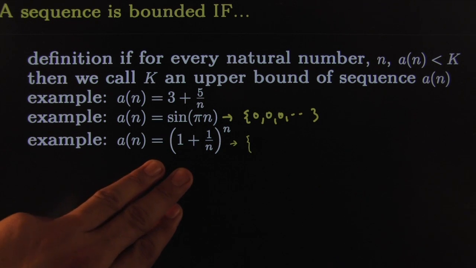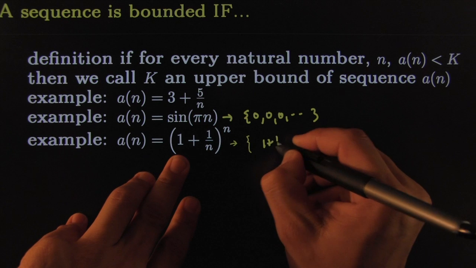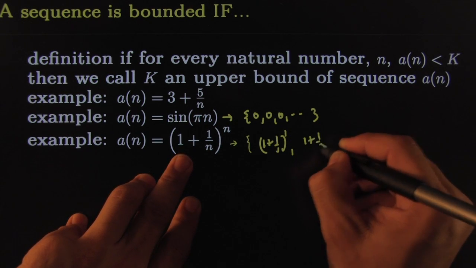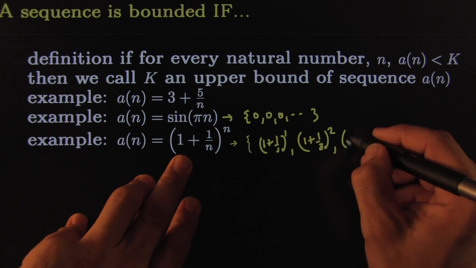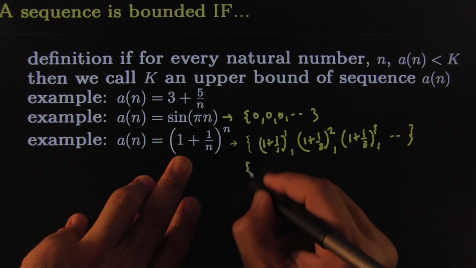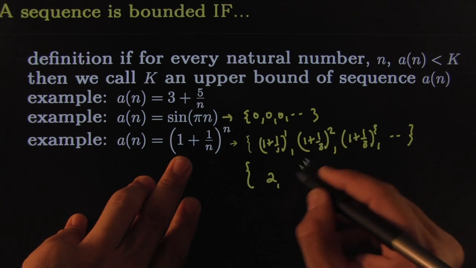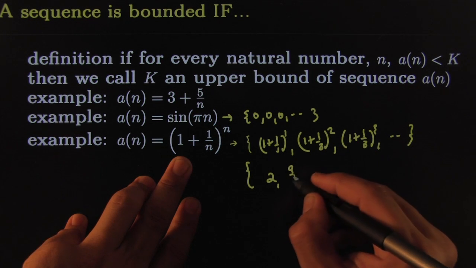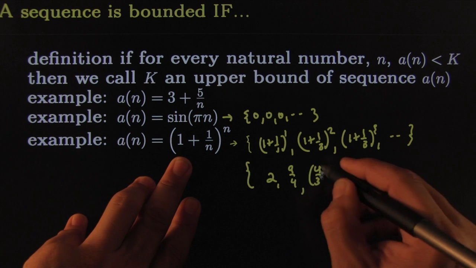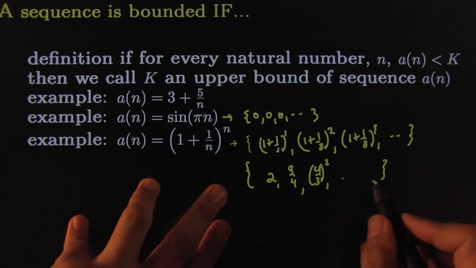It says the first item for n is equal to 1, you have 1 plus 1 over 1 raised to the 1, which is equal to 2. For n is equal to 2, you have 1 plus 1 over 2 raised to the 2. For n is equal to 3, 1 plus 1 over 3 raised to the third. And it's not exactly clear that these things will be bounded because this one gives you 2, this one gives you 1 plus a half, that's 3 halves, squared, that gives you 9 over 4, which is slightly bigger than 2. This one gives you 4 over 3 squared, which is equal to 16 over 9, which is slightly bigger than that one. And so they keep getting bigger and bigger and bigger.